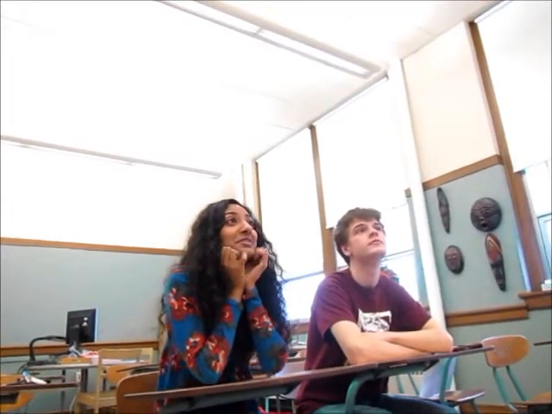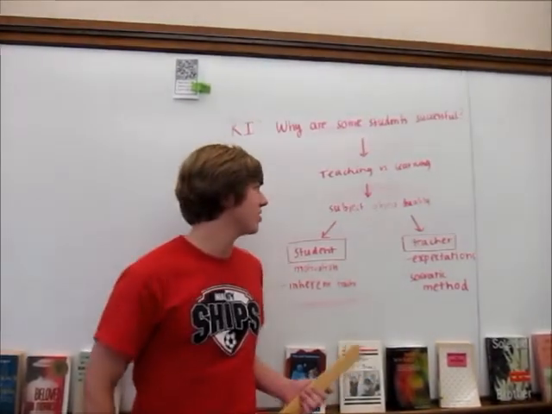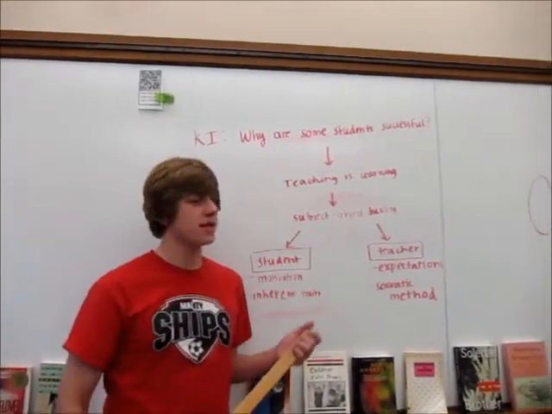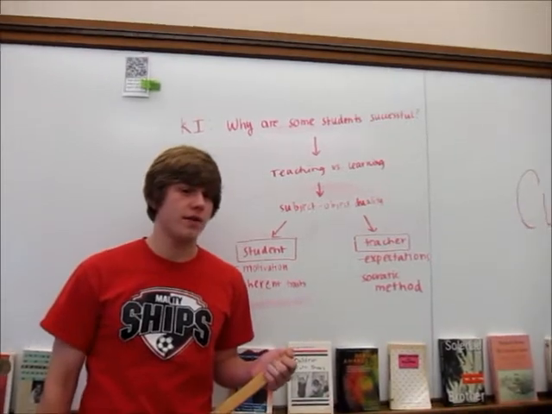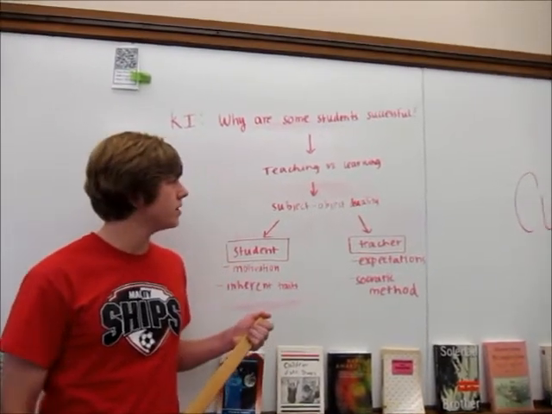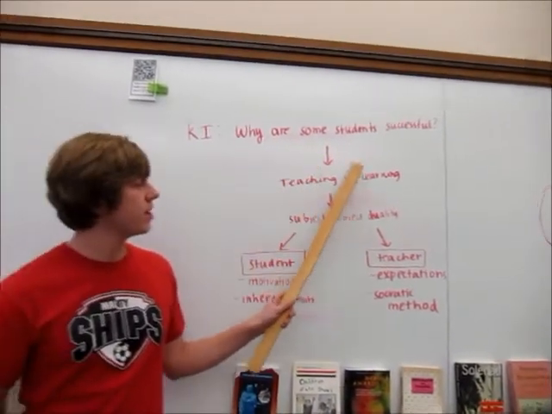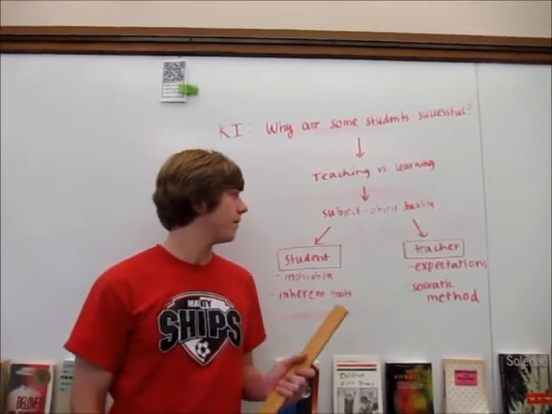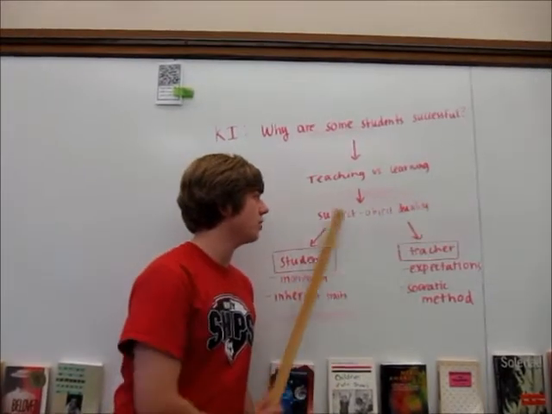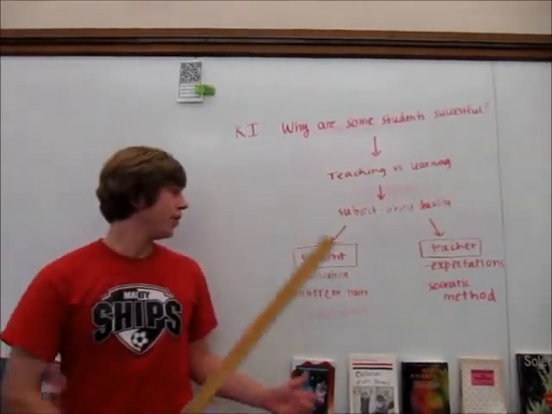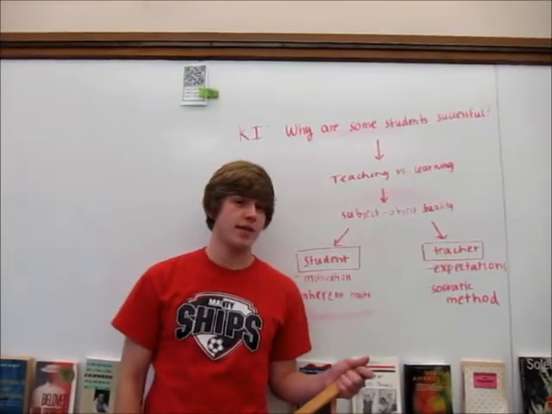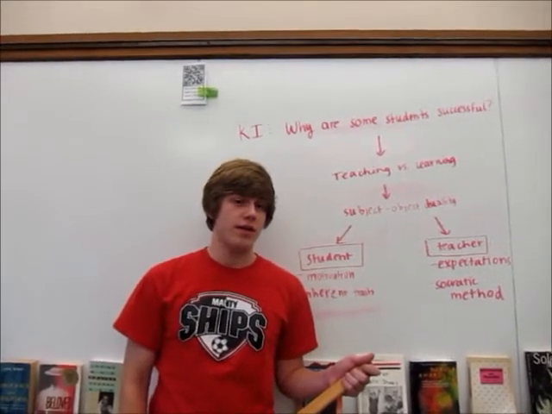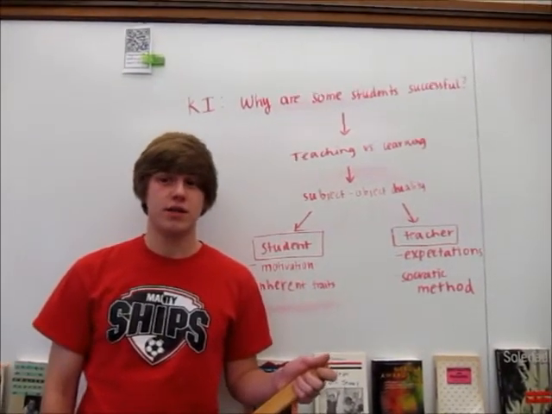Sure, go ahead, Nita. Why are some students successful in school? Well, Nita, to answer your question, some students are successful for a variety of different reasons, but I think it comes down to the definitions of teaching and learning. Now, both teaching and learning play a part. This is called subject-object duality. Both the student and the teacher have to participate in order to pass on knowledge.